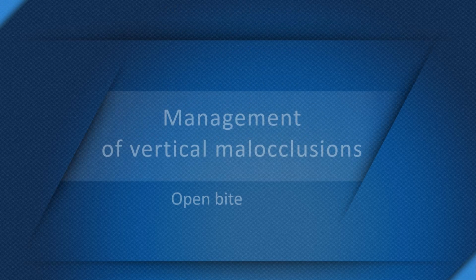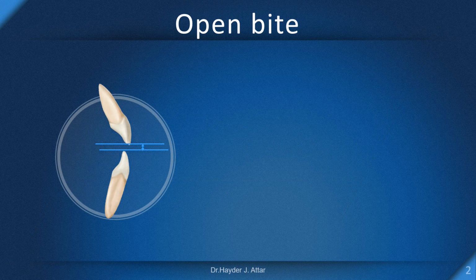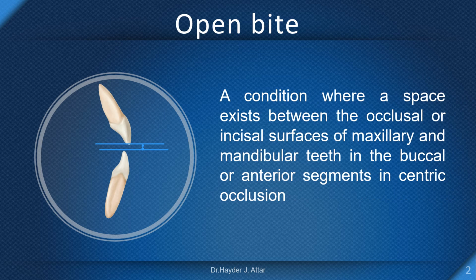Management of vertical malocclusion, open bite. The open bite represents a condition where a space exists between the occlusal or incisal surface of maxillary and mandibular teeth in the buccal or anterior segment in centric occlusion.